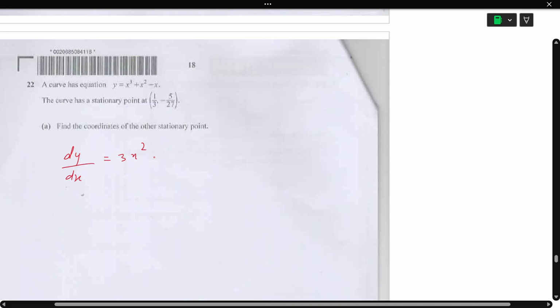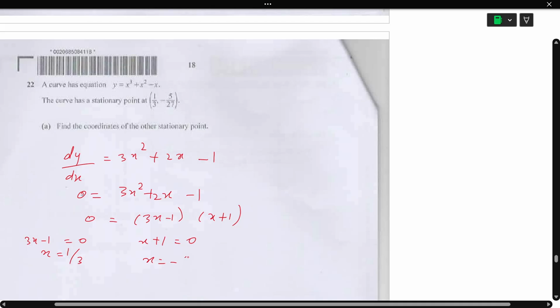3x square plus 2x minus 1. So the gradient is going to be 0: 3x square plus 2x minus 1 equals 0. When we factorize, we get 3x minus 1 and x plus 1. So 3x minus 1 equal to 0, x equal to 1 by 3, and x plus 1 equal to 0, x equal to negative 1. So this point they have already done here.